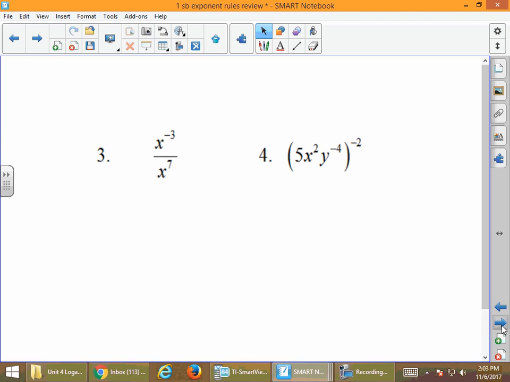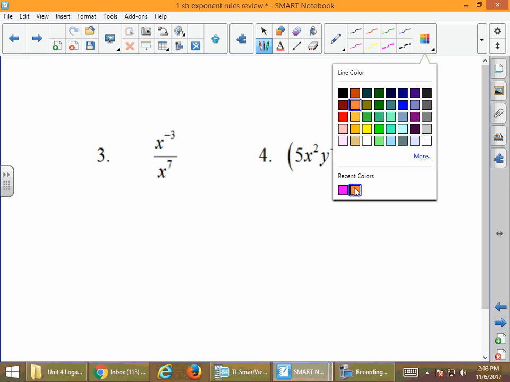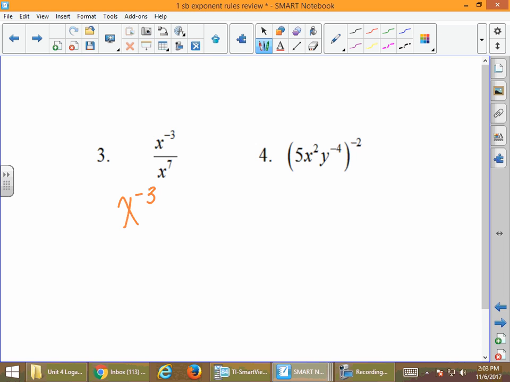The problem 3 here takes into account a couple of rules. And the way I read it, and it might not necessarily be the same way that you read it, is I see this as a division problem. X to the negative 3 divided by x to the 7. Well, what do we do to exponents when we divide? We subtract. So when we look at this problem, one way to do this is to say, well, this is the same thing as saying x to the negative 3 minus 7. Because when we divide, we subtract exponents. I subtracted the bottom exponent from the top exponent. Well, that gives us x to the negative 10 when we combine those.